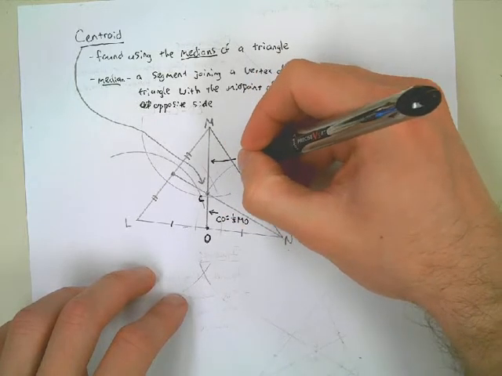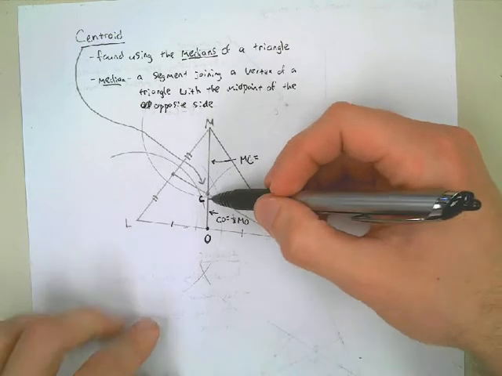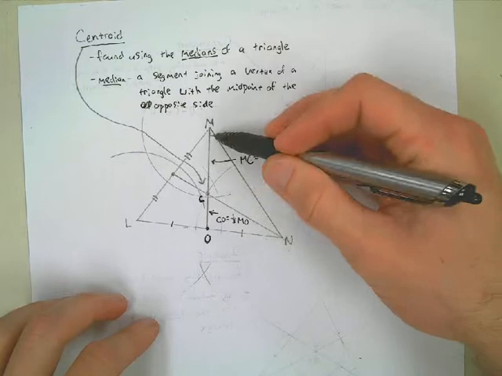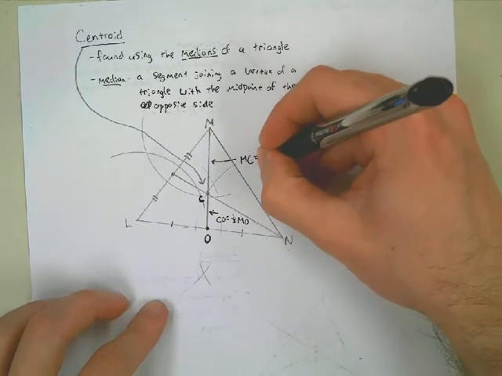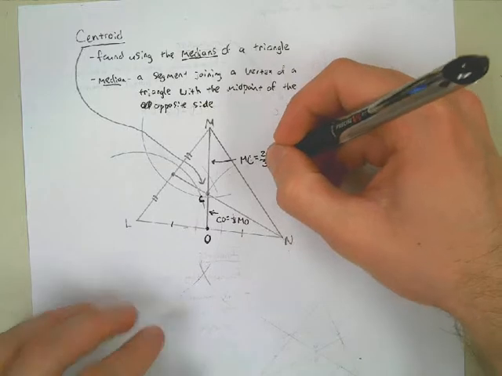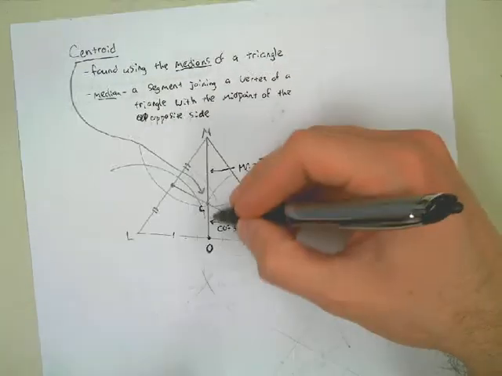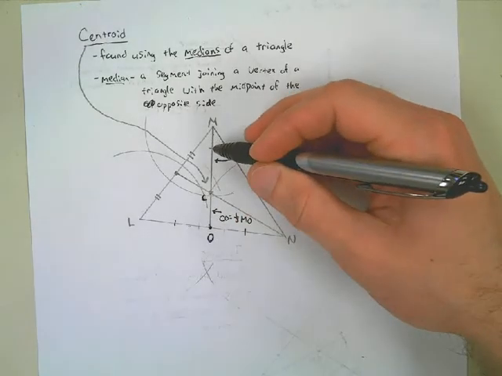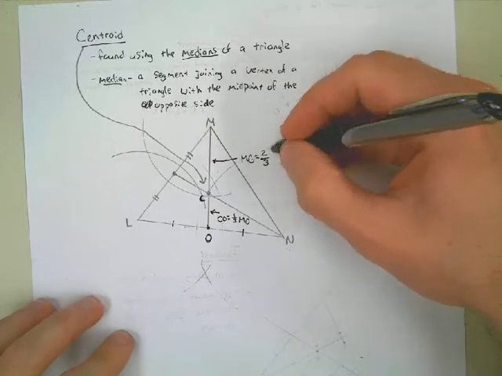If C to O is 1/3 of the full median, then how did you figure out that MC had to be 2/3? You want to have 3 out of 3 for the full length here. So if this is 1/3, the rest of the segment has to be 2/3, because the 1/3 plus the 2/3 will give you the full segment there. So yeah, MC is 2/3 of MO.